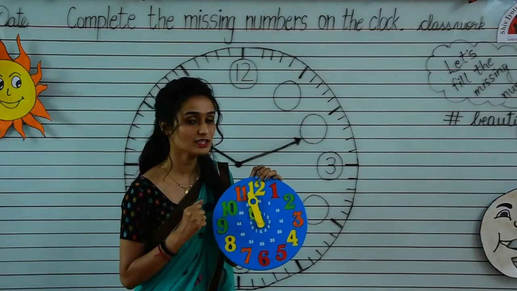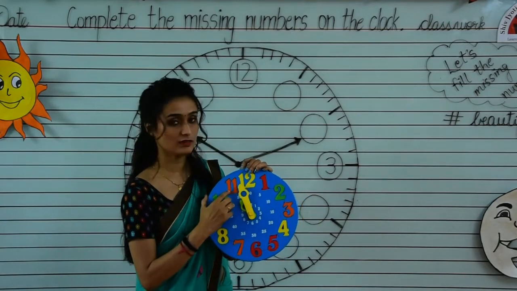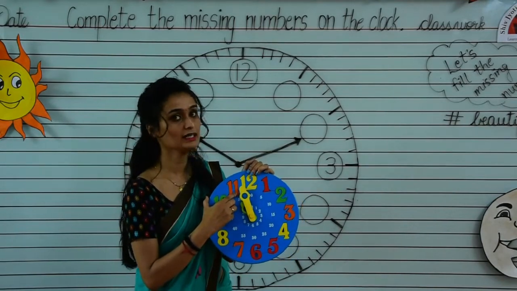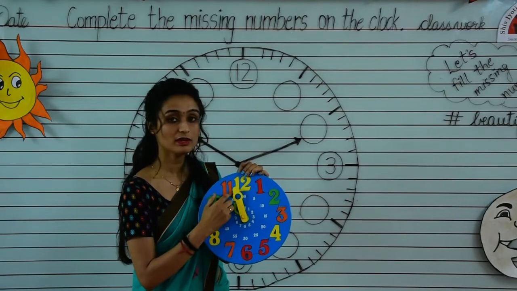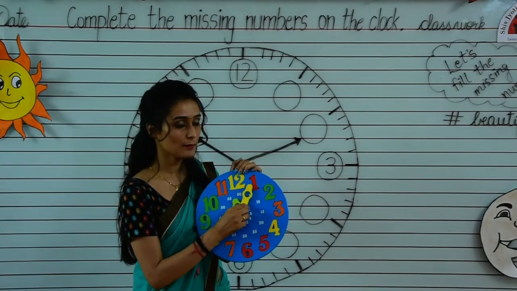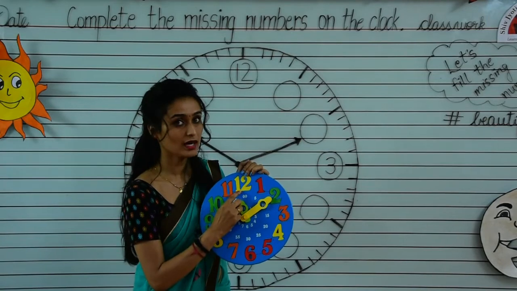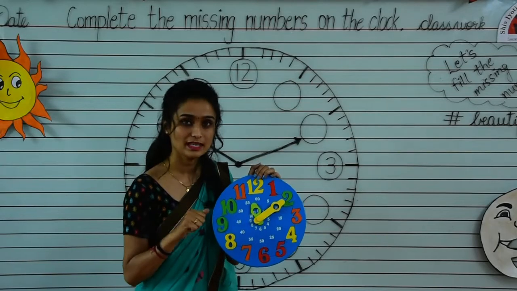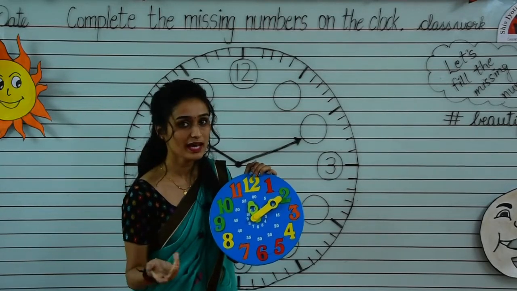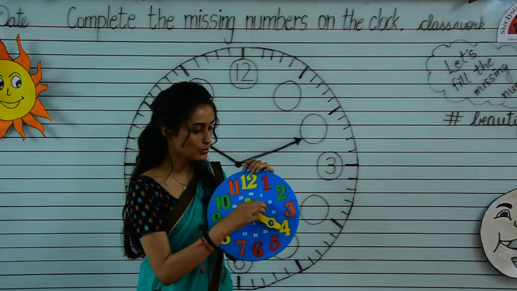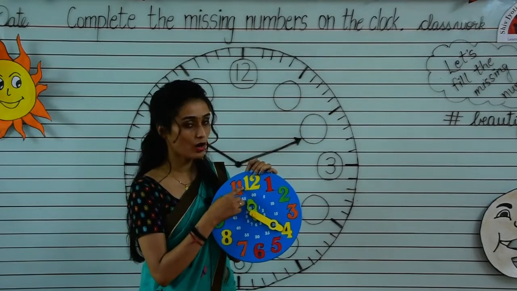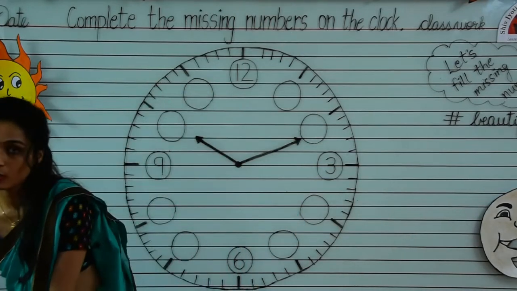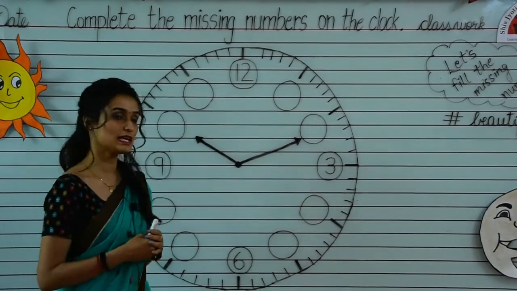What comes after 10? Yes, after 10, 1, 1, 11. After 11, which is this number? This is 1, 2, 12. 1 and 2 together makes it 12. Very good kids. So you have seen the whole clock, what all numbers will come on the clock. So now we will move on with our maths exercise.